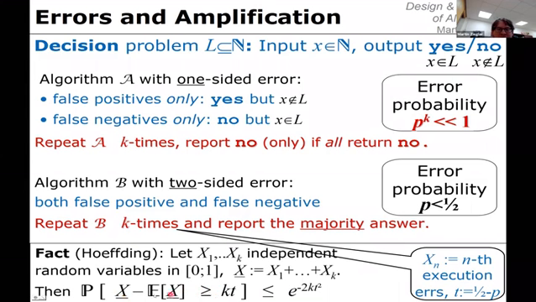Namely, the event that more than half of the executions give a wrong answer. This is precisely the case when our new meta or derived algorithm gives the wrong answer. When more than the majority, when more than half of the executions give a wrong answer, and this is exactly this term in the probability, and Hoeffding says this probability is less than this expression.